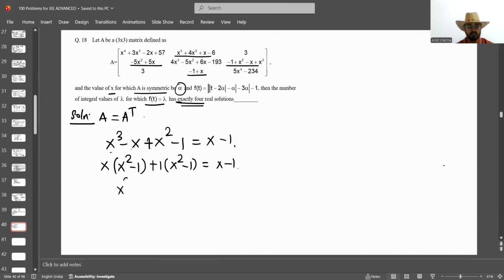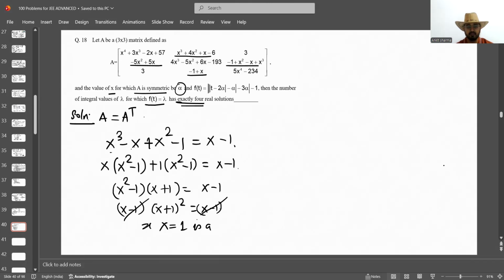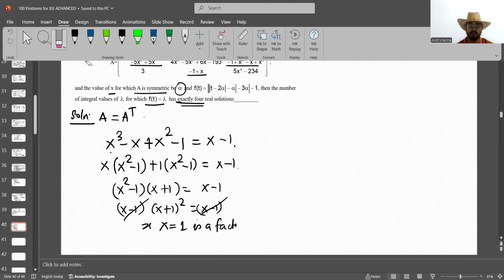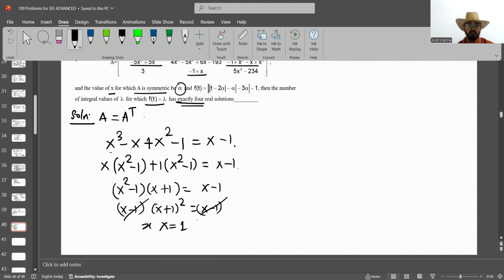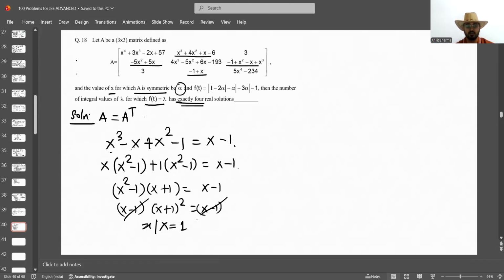So I can now keep x square minus 1 here, and then I have x plus 1. And this is equal to x minus 1. So this will give me x minus 1 into x plus 1 square is equal to x minus 1. So x minus 1 gets cancelled from both sides, which means x is equal to 1 is a solution. Oh, sorry, x minus 1 is a factor because that got cancelled. Or the actual step would be to take x minus 1 to that side and then take it common, then apply the basic algebraic laws. So x is equal to 1 is one of the solutions, and that's the only solution.